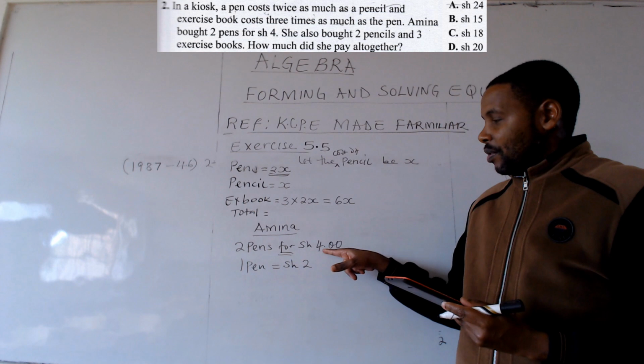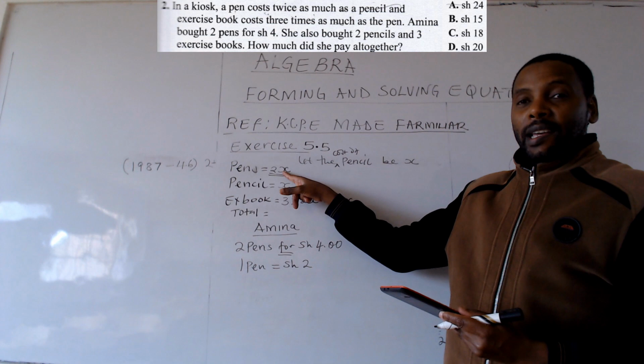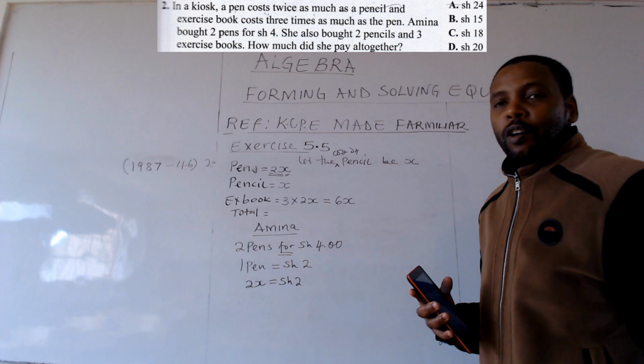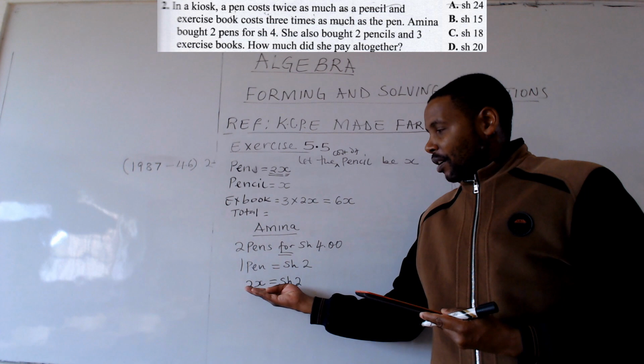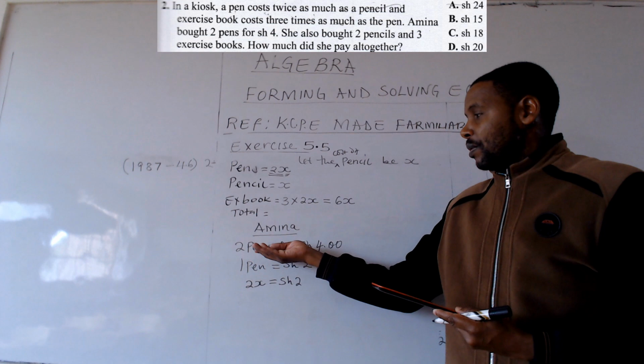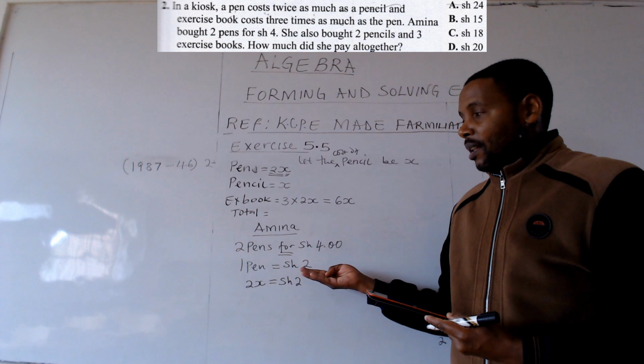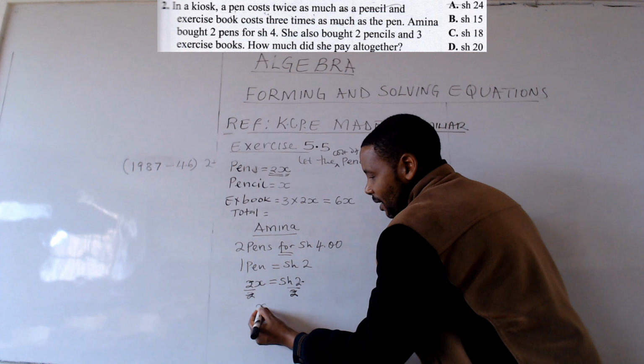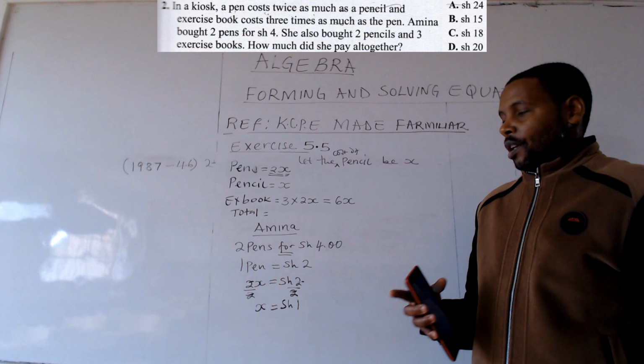And we know the cost of a pen up here is 2x. So I form an equation here to say 2x, which is the cost of a pen, cost me 2 shillings. This will help me to know now what is the value of x. This is representing the cost of a pen, it's 2x, and in reality it is 2 shillings, because we have been told two of them cost 4, so one of it cost 2 shillings. And then now that pen, which is 2x, it cost 2 shillings. So to get the value of x here, I divide by 2, I get x equals to 1 shilling. So the value of x is 1 shilling.